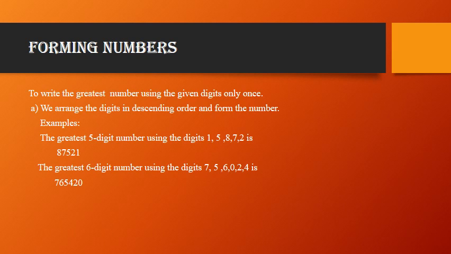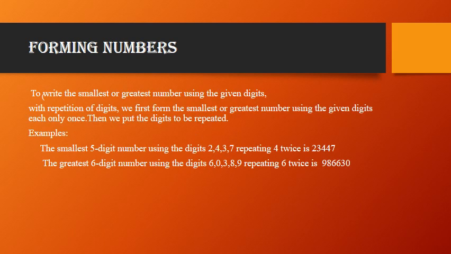Again, you all can see the next one, that is the greatest 6-digit number you need to form using the digits 7, 5, 6, 2, 4, 0. The rule remains the same, that is you need to arrange them in descending order. After arranging the given digits in descending order, you all can see the number form is 765,420. That is 7,65,420.